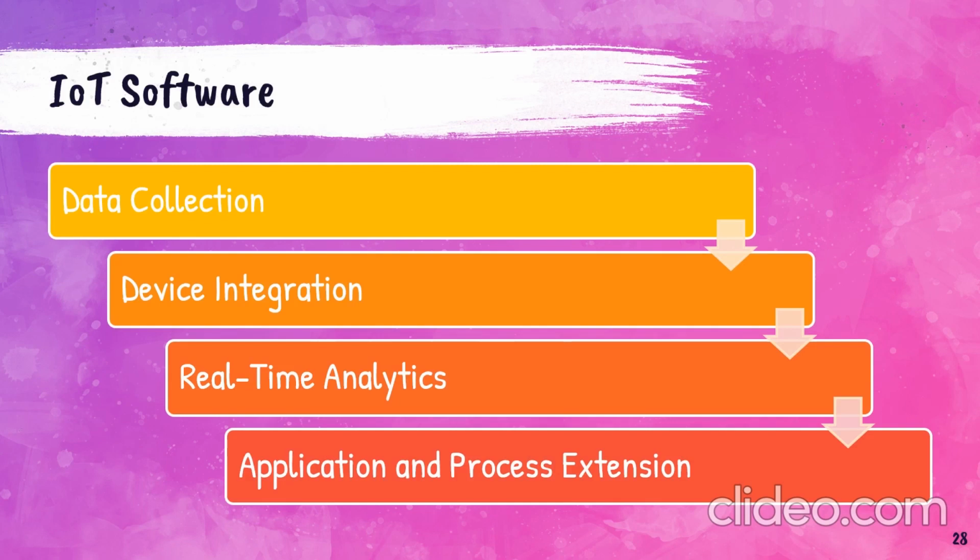From this point onward, we are going to discuss IoT software. In IoT hardware, sensors play a vital role. Apart from sensors, we have wearable devices and we have standard devices. The IoT software side, or IoT software module, includes data collection, device integration, real-time analytics, and application and process extension.